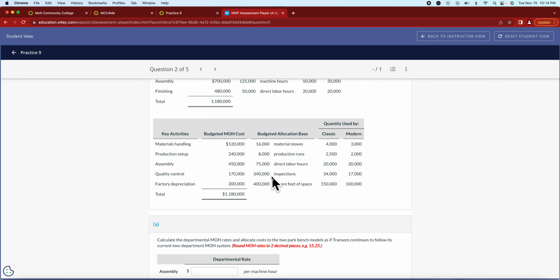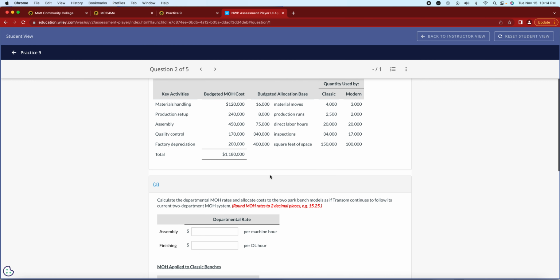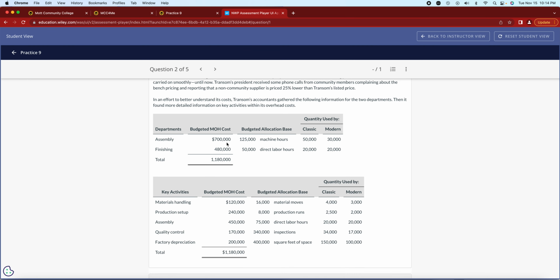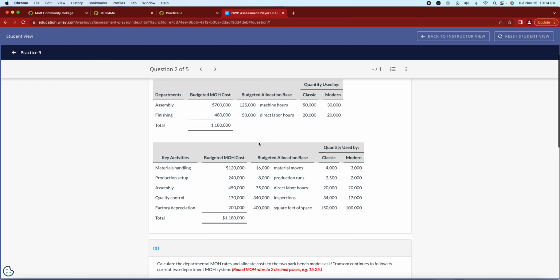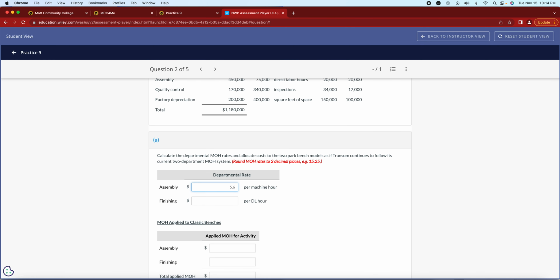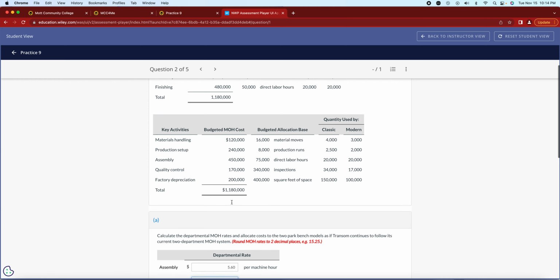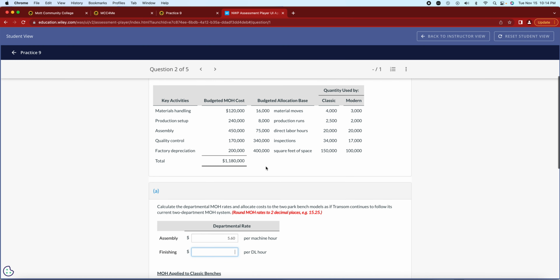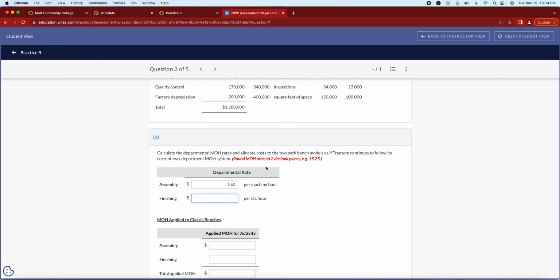And then they give us some information that will allow us to also do this problem using the ABC method. So the first thing we need to do is to look at it from a departmental rate standpoint, from the departmental method. So we need to calculate the departmental rate for assembly. We will go to the assembly here and look at the $700,000 divided by 125 total machine hours that were budgeted. That would give us a rate of $5.60. If we do the same for the finishing, it's $480 divided by 50,000. That gives us a rate of $9.60.